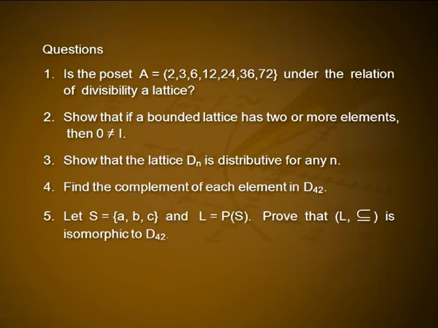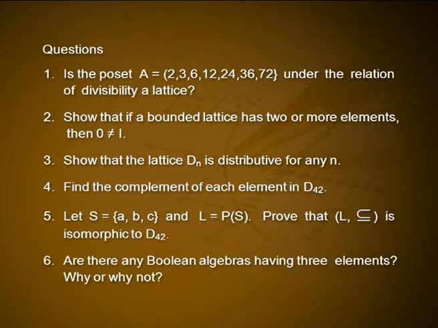Fifth one, let S be equal to the set {a, b, c} and L be equal to the power set of S. Prove that L with less than or equal to is isomorphic to D42. Sixth one, are there any Boolean algebras having 3 elements, why or why not?